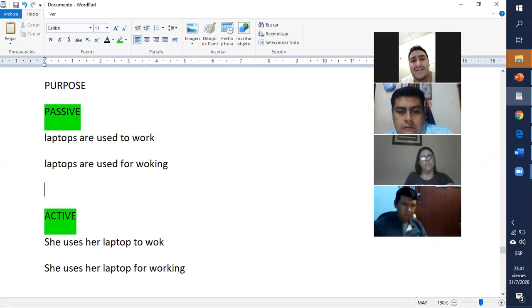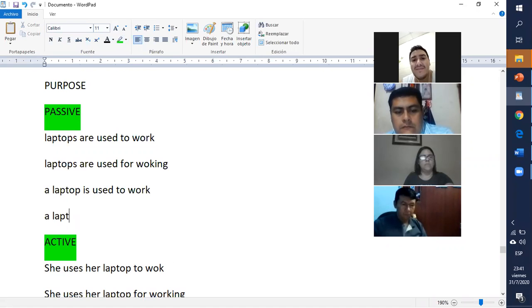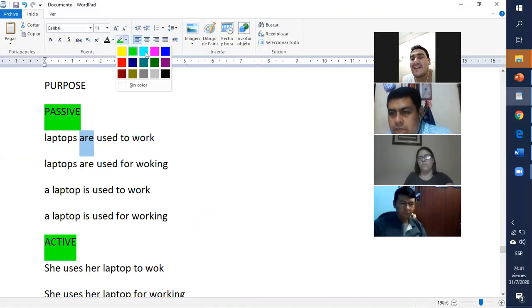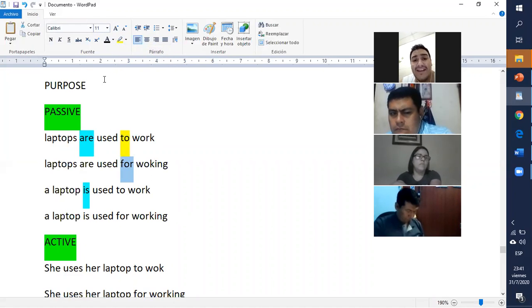So I can say a cell phone. I'm going to write an example. A laptop, the same example. A laptop is used. Okay, we work. Always we can use the passive form when I describe objects, and the active form is when we use persons, right?